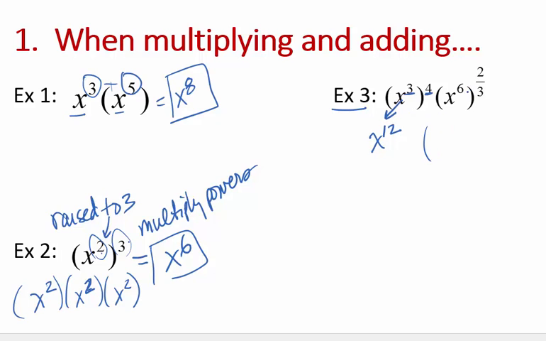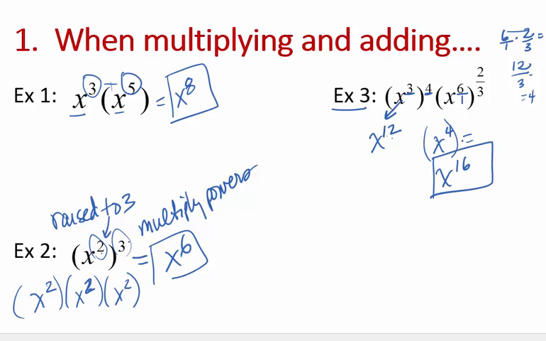Here we have a fractional power. Think of that 6 as 6 over 1, and remember your rules with fractions. When you multiply fractions, you just multiply straight across. So 6 times 2 is 12. 1 times 3 is 3. Well, what is that? That is 4. So that really is just x to the 4th. Now we've simplified it down, and we add 12 plus 4 is 16. So x to the 16th power is what this all ended up being.